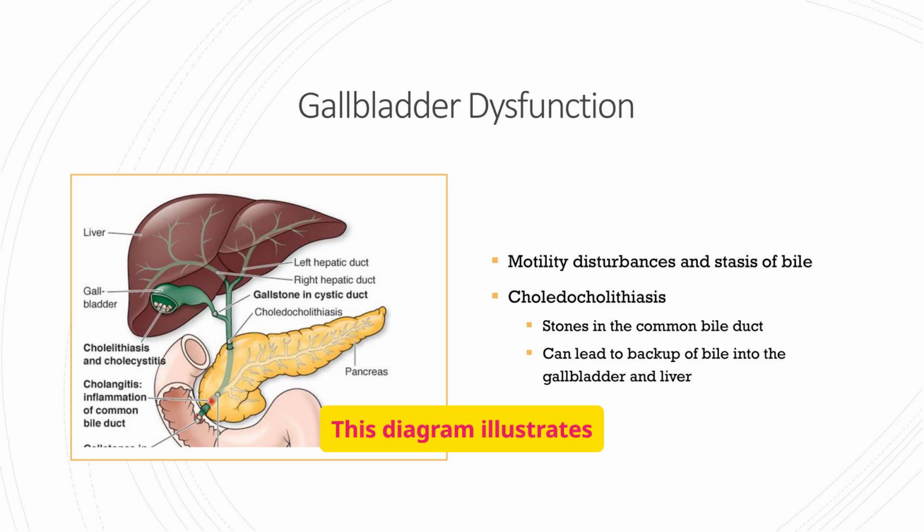This diagram illustrates various gallbladder dysfunctions. Note the location of gallstones in the cystic duct, leading to cholecystitis. Choledocholithiasis, or stones in the common bile duct, can cause a backup of bile into the gallbladder and liver. Motility disturbances and stasis of bile are also key factors in gallbladder dysfunction.